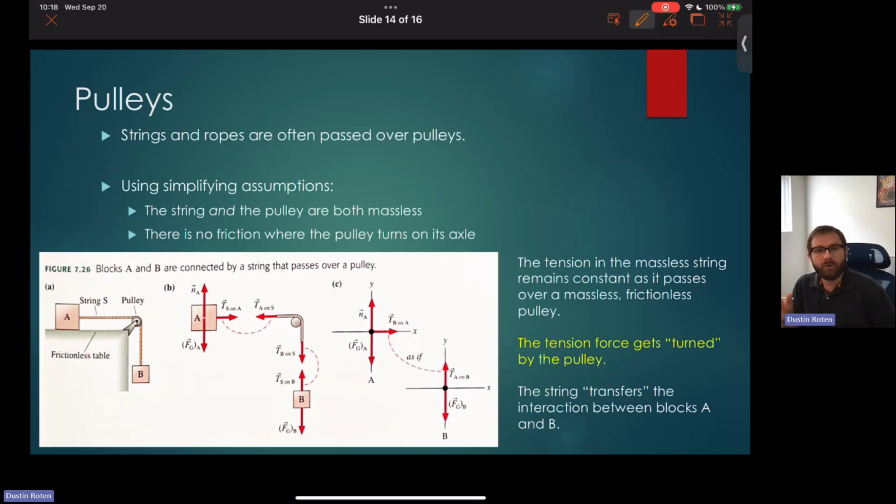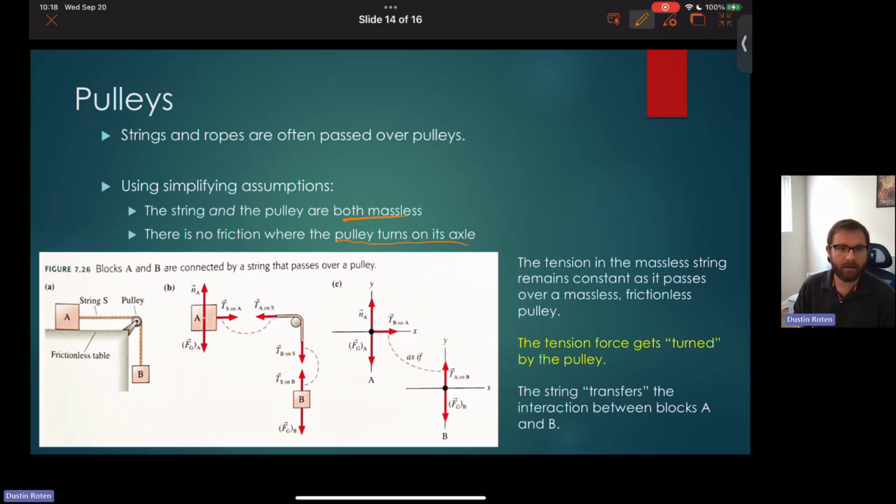All right, so with pulleys, strings and ropes are often passed over pulleys, obviously. So let's use some simplifying assumptions here. The string and the pulley are both massless. That'll make things easy. And there's no friction when the pulley turns on its axle, okay? So we're ignoring all these little things that might actually interfere with our forces because we're making simplifying assumptions, okay?